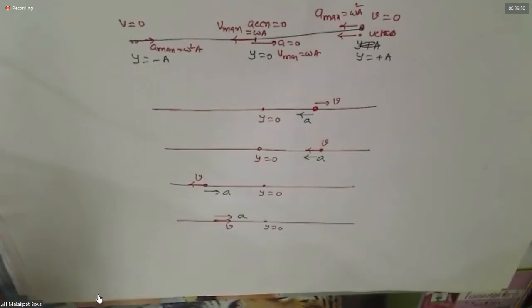Remember, velocity may be towards or away from the mean position. But acceleration is always towards the mean position, and displacement is always measured from the mean position to the location of the particle. These three points, you know, no? Is it clear?